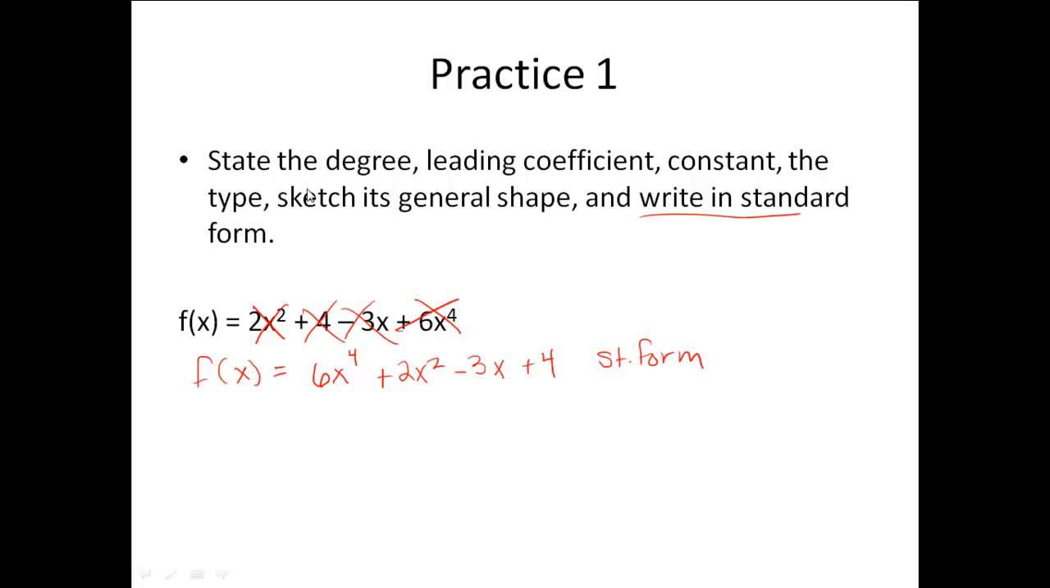Now it's a lot easier to find what my degree is because it'll be on the first term. So state the degree. Well, the degree would be 4 because my biggest exponent is a 4. The leading coefficient, that's the number with the term that decides the degree. So in this case it would be 6.